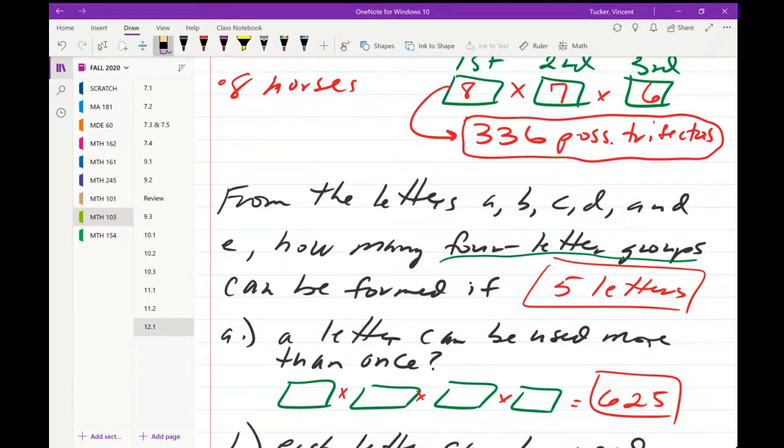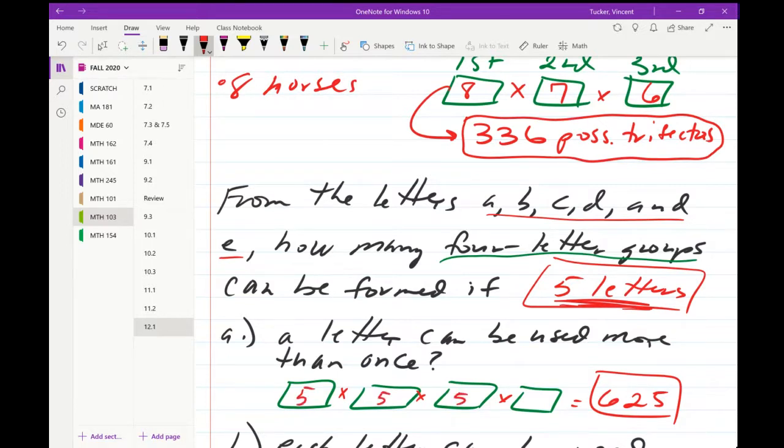So if the letters can be used more than once, and we have five letters as our options, that's what I'm doing right there. And we're trying to create 4-letter groups, so I have 4 boxes. I have 5 letters to choose from, and I can use them more than once. So that means I could have A if I wanted, or B, C, C. So that's in these boxes.